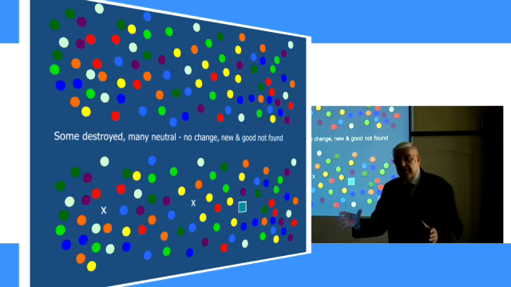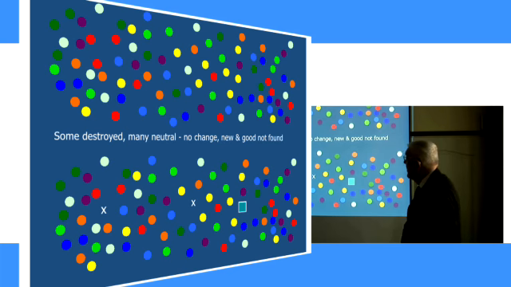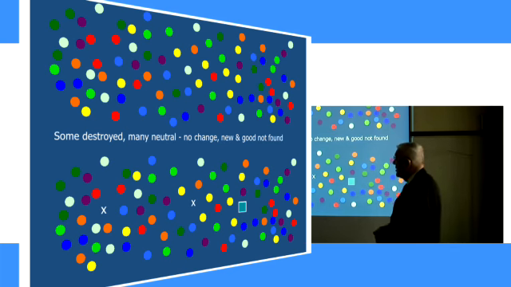Now I come to a new topic. Mutations. Let us come back to the original population that is very variable. And we have mutagenic agents operating on this population. So what do we observe? Some mutations are destructive. They are negative mutations. We know that there are negative mutations.